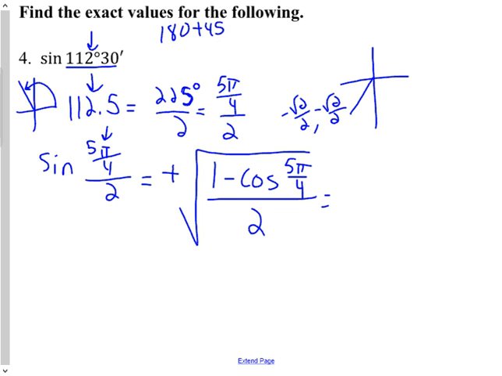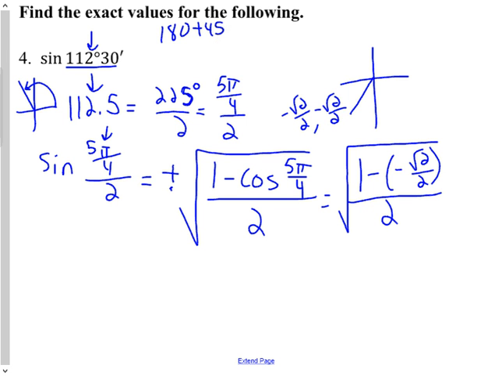So plugging it in, and now we know it's positive, I'm just going to leave it, like, we know what it is. So 1 minus negative root 2 over 2, all over 2. I'm going to simplify the numerator here. So this is going to become 2 halves.